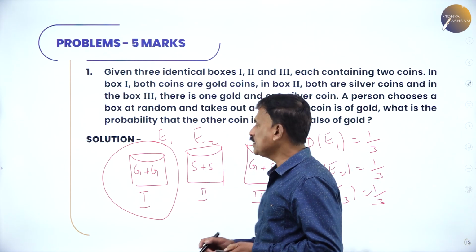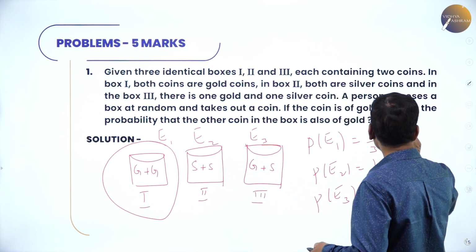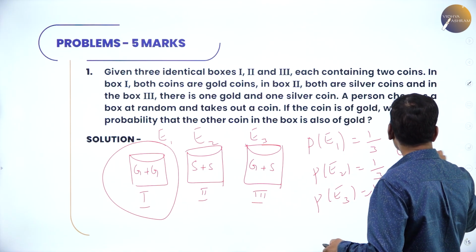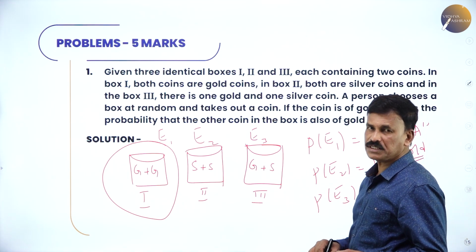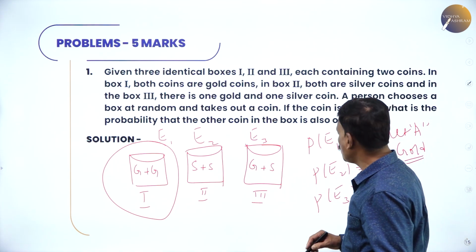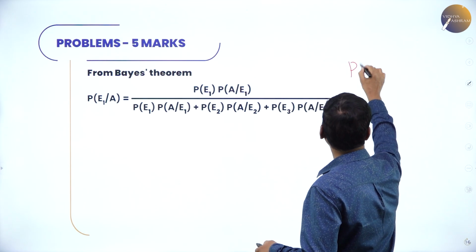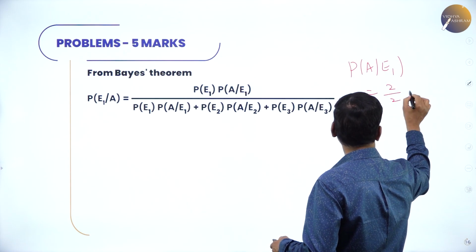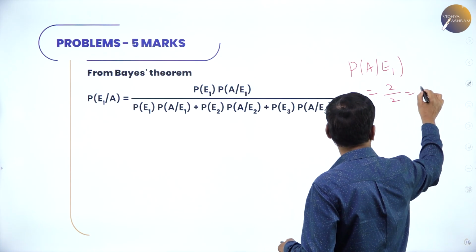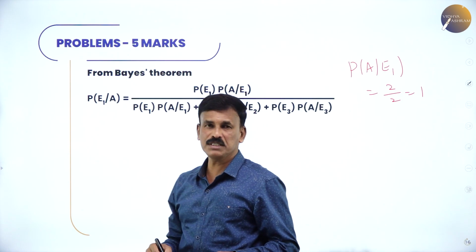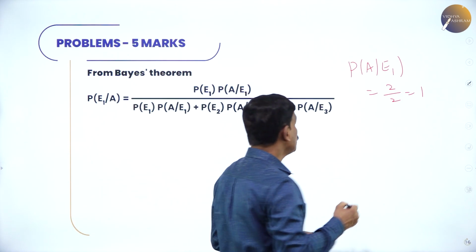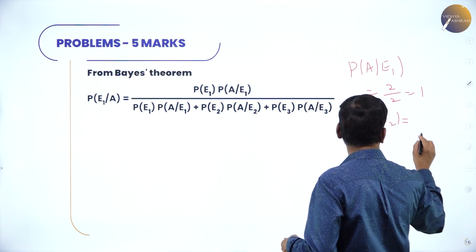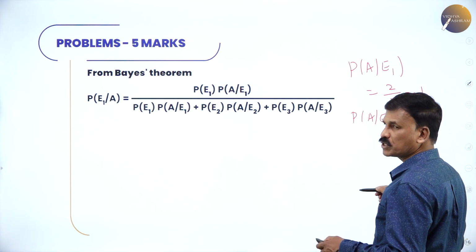Now, let us define an event. Let A be the event of getting a gold coin. Now, the probability of getting a gold coin from bag 1, A by E1, is equal to, there are 2 coins and both the coins are gold, so therefore it is 1, right? A by E1 is 1. Now, similarly, probability of A by E2 means getting a gold coin from bag 2. So, there are 2 coins. How many gold coins are there in bag 2?